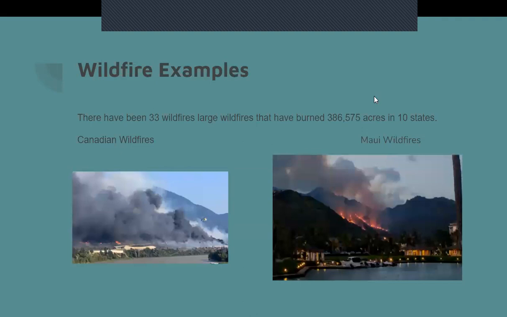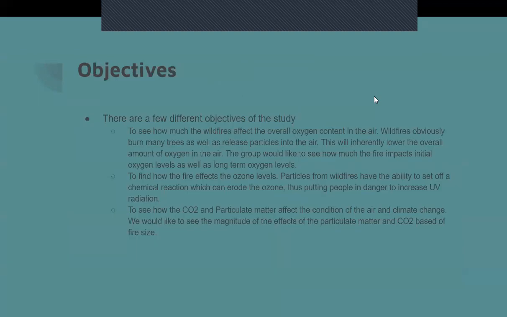So just some examples of wildfires. There have been 33 large wildfires this year, and they've burned roughly 386,575 acres across 10 states. On the left is the Canadian wildfires that I was talking about that happened over the summer, and on the right is a picture of the Maui wildfires that just happened recently that I'm sure everybody's heard of.